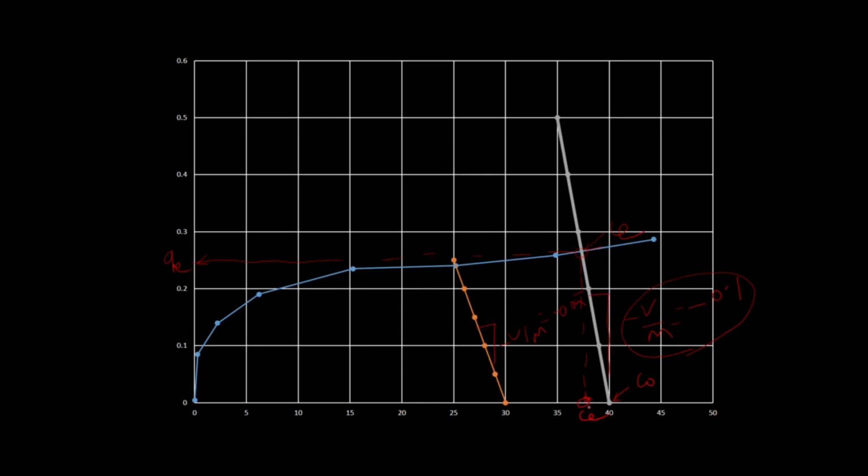So our CE value will be roughly around 35, 36, 37, 38, 39. CE will be roughly around 38 grams per liter, and QE value will be roughly equal to 0.22, something like that, grams per gram. So take a graph sheet and calculate these values.